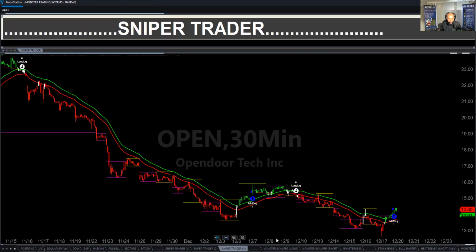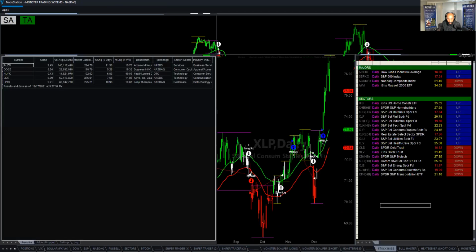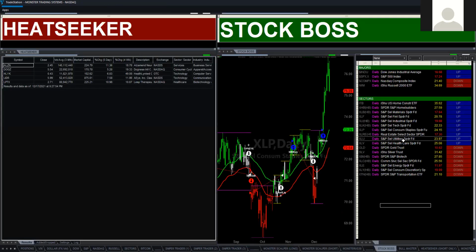You know how much work this would take? Here, our sniper trader trades, we can track it. Our stock boss, we can track all these indexes here. When they give a buy signal or sell signal, we get an alert. So we have traders that have all our systems, and they're trading different markets, and it's not a pain. It's not hard. Here is HitSeeker.